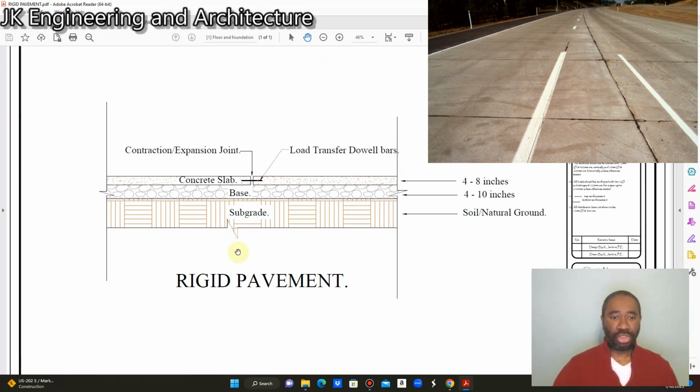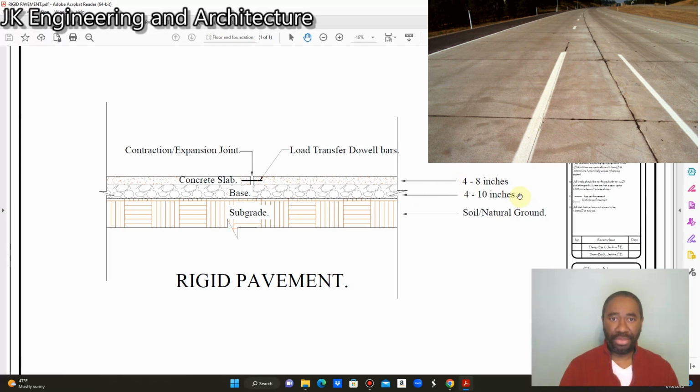So we have here this cross section of the rigid pavement. We have the subgrade, which is the natural ground or the soil, and the subbase. As I said, let me reiterate that the base at times is used to strengthen the subgrade. So when you have a weak subgrade, you normally introduce a base to strengthen it, right? And on top of the base, we have the concrete slab itself. So we have the base, which ranges from 4 to 10 inches, and the slab, which ranges from 8 to 10 inches.